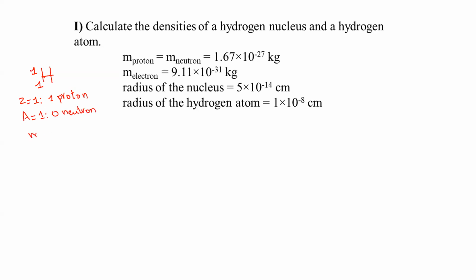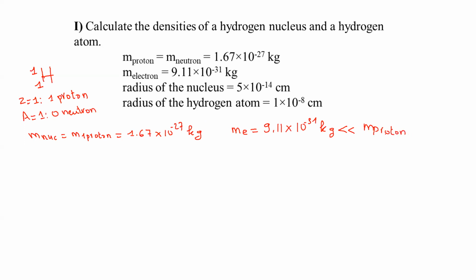So the mass of the nucleus will be equal to the mass of 1 proton, which is equal to 1.67 times 10 to the power minus 27 kilogram. And if you look, we have also electron, but the mass of the electron is equal to 9.11 times 10 to the power minus 31 kilogram. This is very, very small compared to the mass of a proton. So in our calculation, we will just consider the mass of the proton to calculate the density.